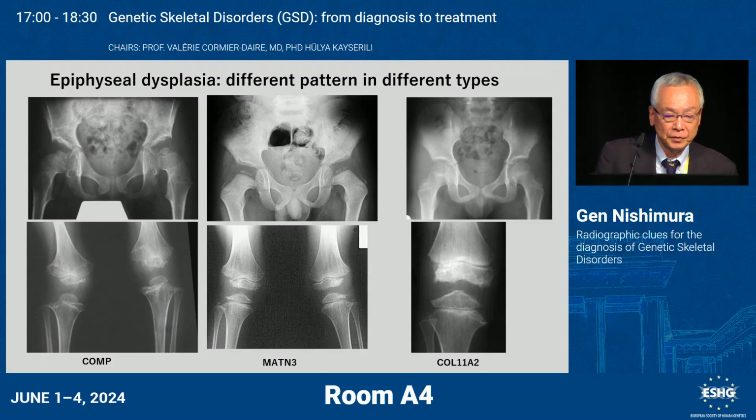Here are three cases of epiphyseal dysplasia. Again, you can see different patterns in different types. In COMP-related MED, you can see very small and a little bit round epiphyses. In Matrilin-3-related MED, you can see small flat epiphyses. In type 11 collagen-related MED, you can see severe epiphyseal dysplasia of the knee, but the hip is almost normal.